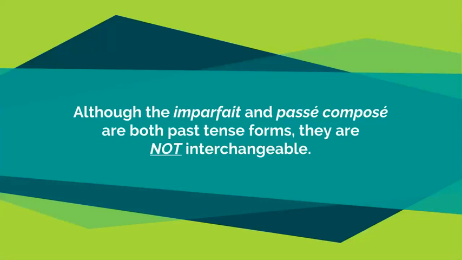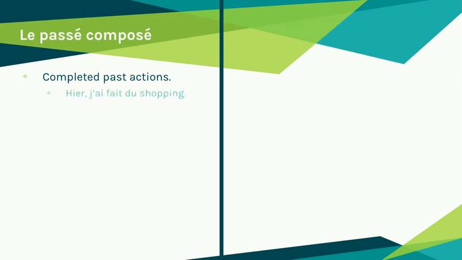Although the imparfait and passé composé are both past tense forms, they are not interchangeable. So let's look at a couple more differences. For the passé composé, we use it for completed past actions. Par exemple, hier, j'ai fait du shopping. Yesterday, I went shopping. It's a completed action.